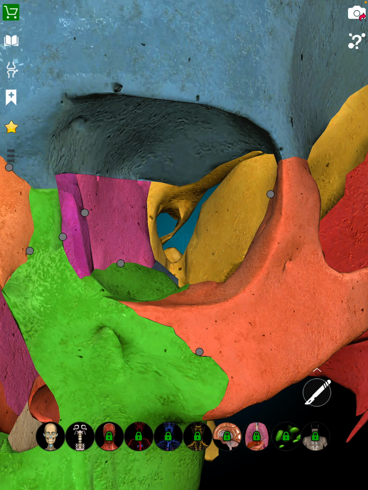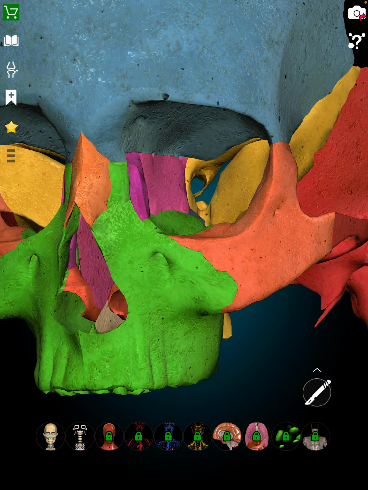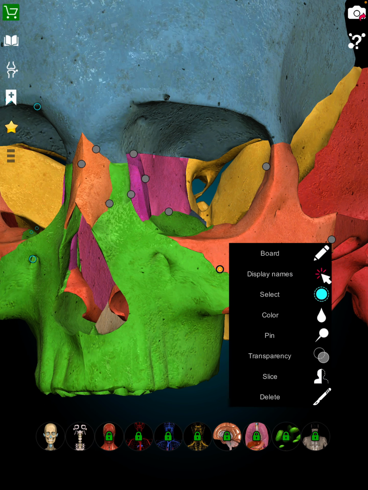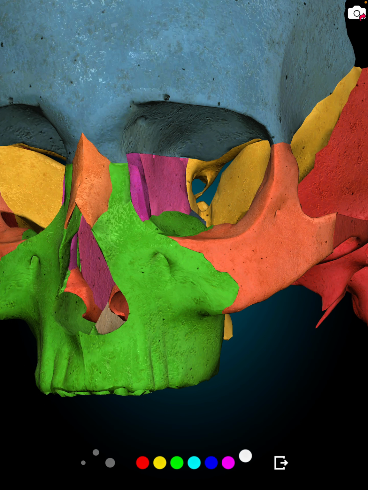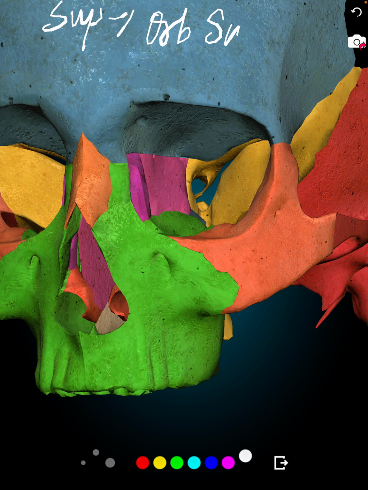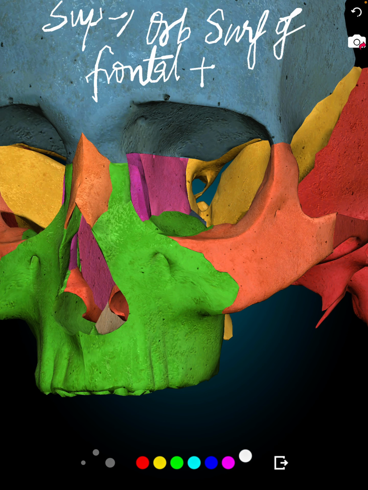Okay, now we saw the superior wall. I'll just write here superior wall, that is your orbital surface of frontal bone and your lesser wing of sphenoid.